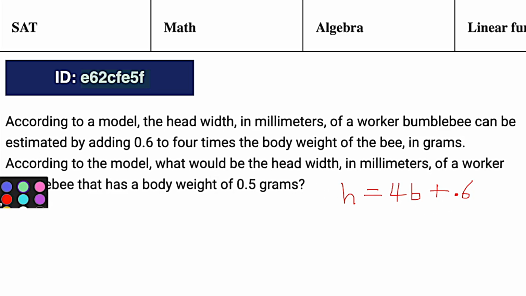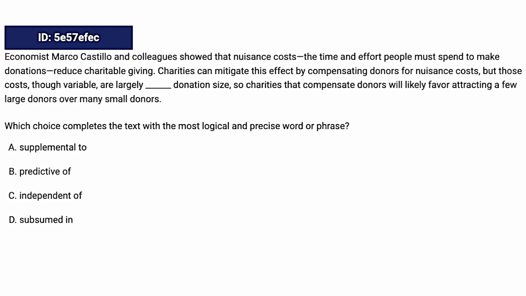As you can see, we do indeed have a linear equation. y equals mx plus b. In this case, h is standing in for y, b is standing in for x, and our y-intercept is 0.6. Now, we already know that we just want to plug in 0.5 into body weight. That's what we determined in the very beginning. 4 times 0.5 plus 0.6. You could plug that into your calculator, or 4 times 0.5 is half of 4. That's 2 plus 0.6. Our answer should be 2.6.